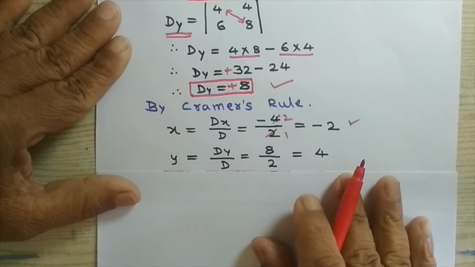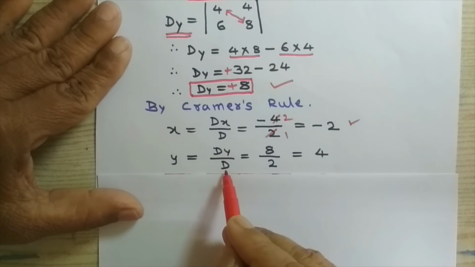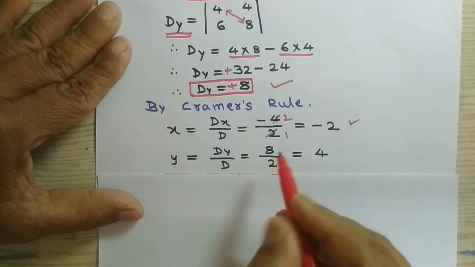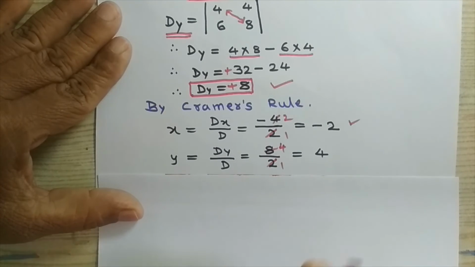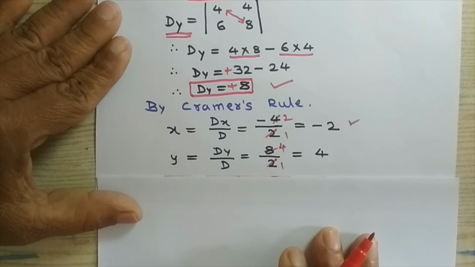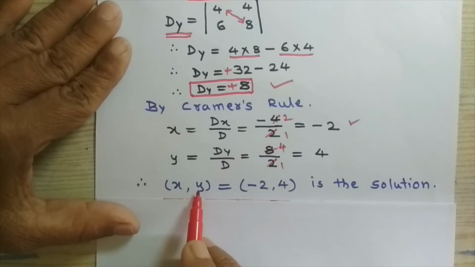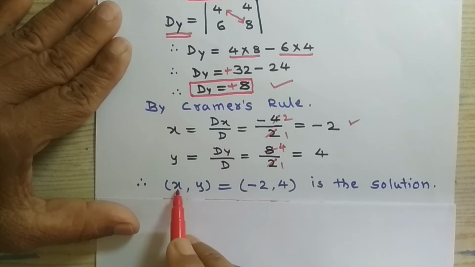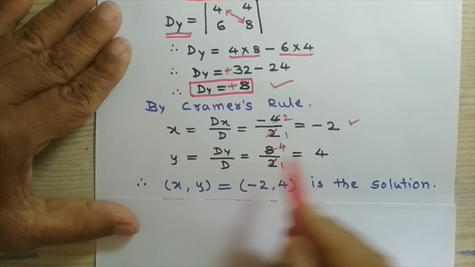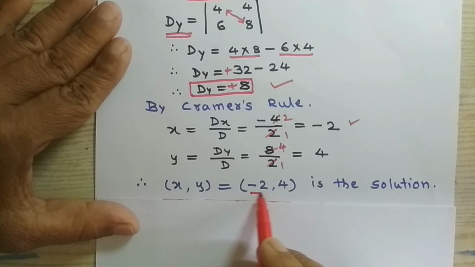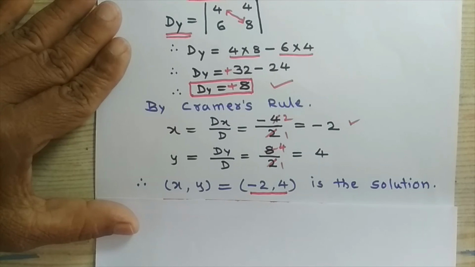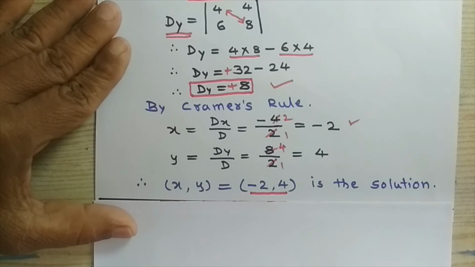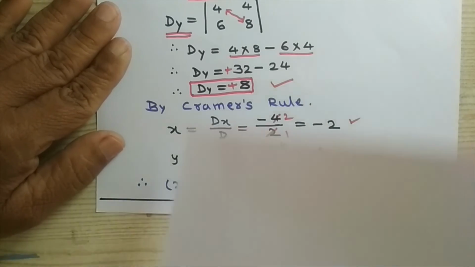Similarly, we have to find the value of y. Dy upon D is the formula. 8 upon 2, simplify, 2 ones are 2, 2 fours are 8. That answer will be 4. Therefore we can write x comma y is equal to the value of x, that is minus 2, and the value of y, that is 4. This is the solution of the given simultaneous equations by Cramer's rule. Such types of examples are very, very important.